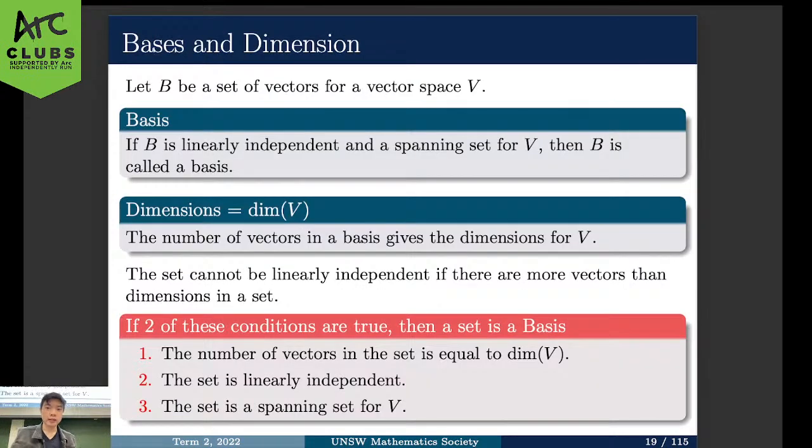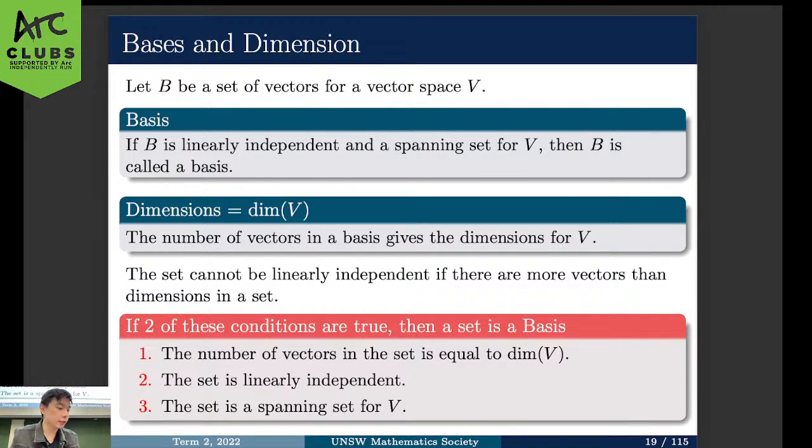So, let's move on to bases and dimensions. B is a set of vectors over a vector space V. A basis is defined by the set B being both linearly independent and a spanning set for V, which means that the span is equal to V.